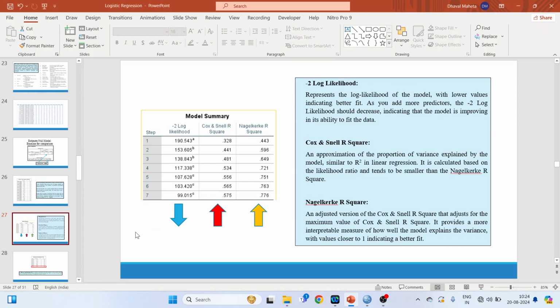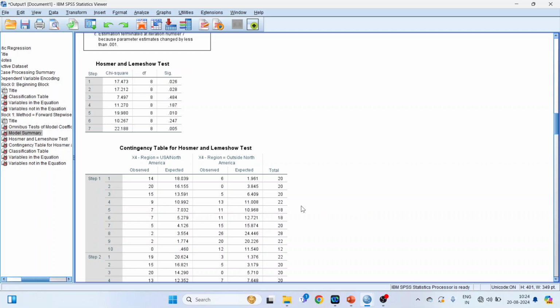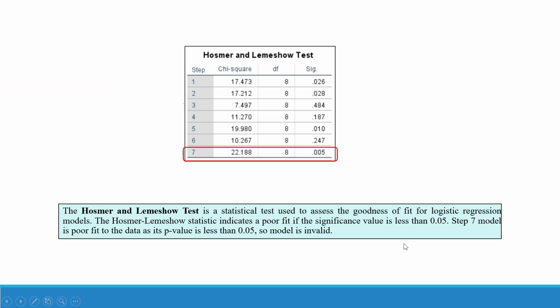Now let's proceed to the next test, which is the Hosmer-Lemeshow test. This is generated here. Now how to interpret this test? We always go from bottom to top. The Hosmer-Lemeshow test is a statistical test used to assess the goodness of fit for a logistic regression model. The Hosmer-Lemeshow statistic indicates a poor fit if the significance value is less than 0.05. If this value is less than 0.05, this means that the model does not fit the data appropriately.